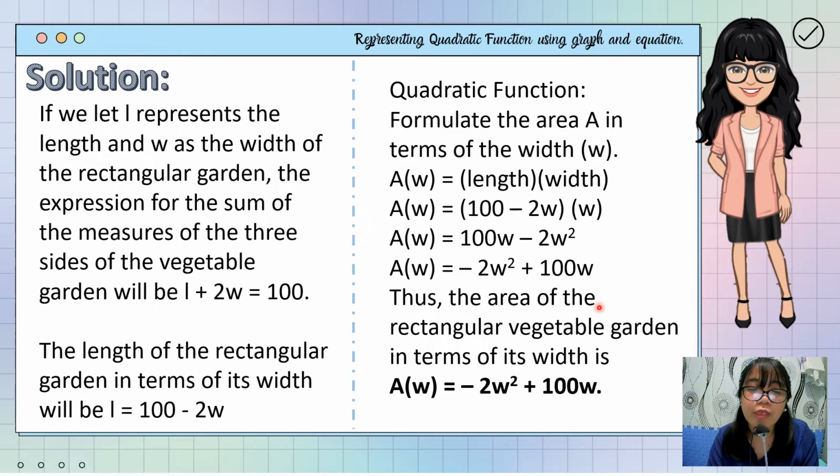Thus, the area of the rectangular vegetable garden in terms of its width is A of W equals negative 2W squared plus 100W. And this is now our final answer because we are only trying to get the quadratic function that will represent the area of our vegetable garden. We don't need to solve it, okay? Just for this situation, or just for this problem.